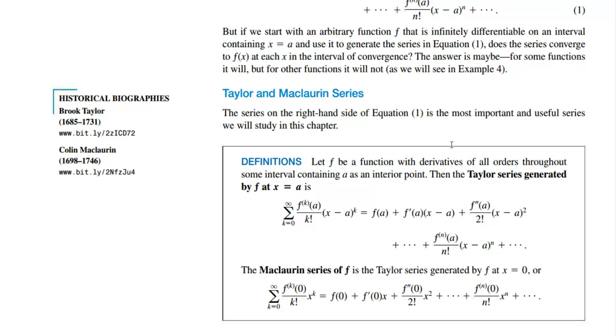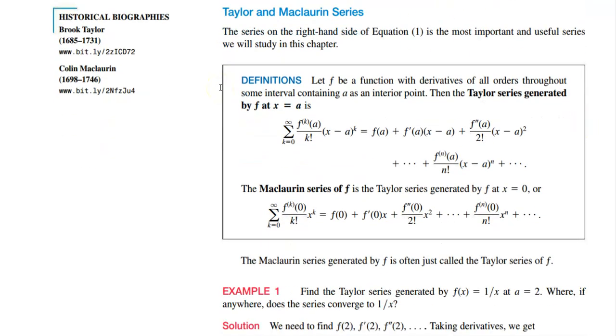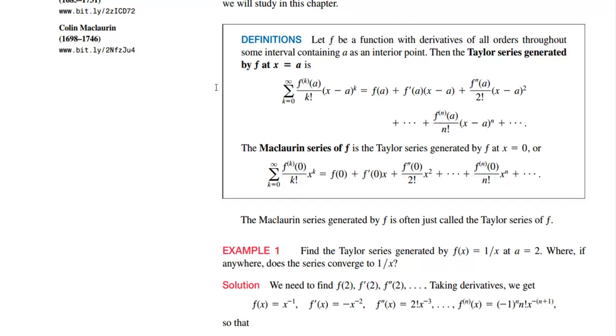The Maclaurin series of f is the Taylor series generated by f at x equals 0. Or, f of 0 plus f prime of 0 times x plus f double prime of 0 over 2 factorial times x squared plus, plus the nth derivative of f at 0 over n factorial times x to the nth power, and so on and so forth. So that's Taylor series and Maclaurin series. And the Maclaurin series generated by f is often just called the Taylor series of f.